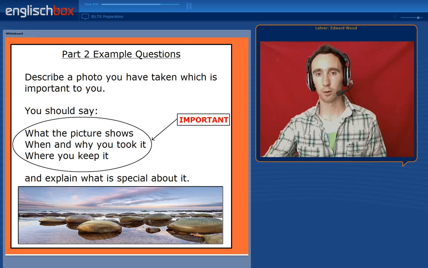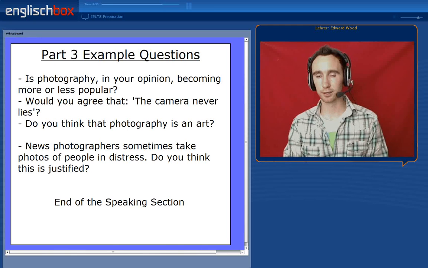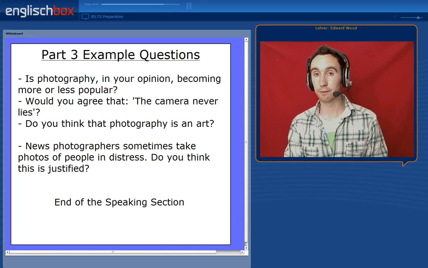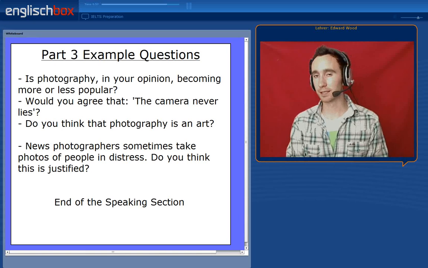Okay, again, quite a general topic that everyone is capable of talking about, and that general topic is followed up in part 3 by some more abstract questions. Here you're encouraged to talk more in depth and, more importantly, to give your opinions about certain subjects. So the example questions we have here are: is photography, in your opinion, becoming more or less popular? Would you agree that the camera never lies? And do you think that photography is an art?